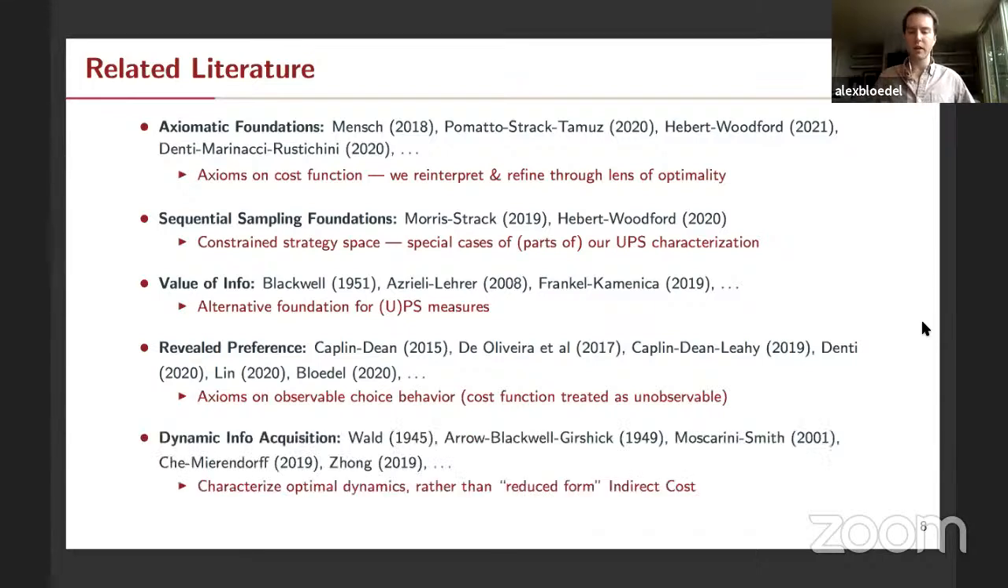And finally, there's a large and long literature on dynamic information acquisition, the aim of which is to explicitly characterize the optimal dynamics of learning. And this is, of course, different from what we do because we focus on the reduced form static implications for indirect cost functions.